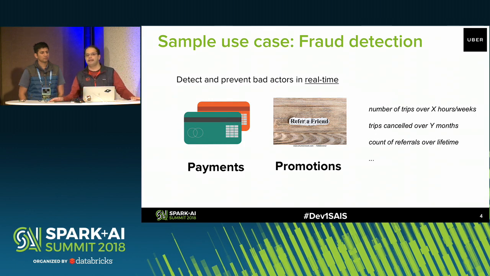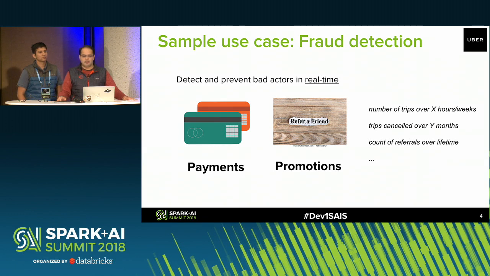So let's start with a sample use case within risk. The goal here is to detect and prevent fraudsters from taking trips in real time. Typical situations involve payment types of fraud, where fraudsters will make use of stolen cards to take a trip, or they may just figure out ways to dispute the charges associated with the trip. Another type of fraud involves promotion abuse. Fraudsters may create fake accounts, make fake referrals, and try to claim the promotion money that's being offered.